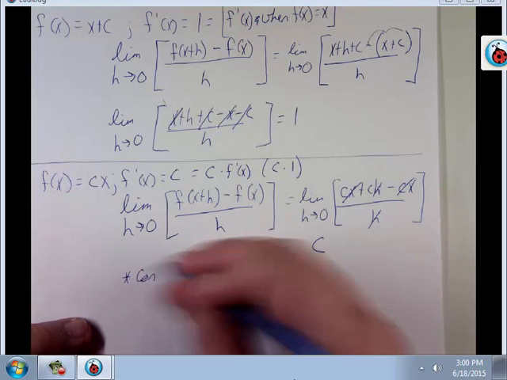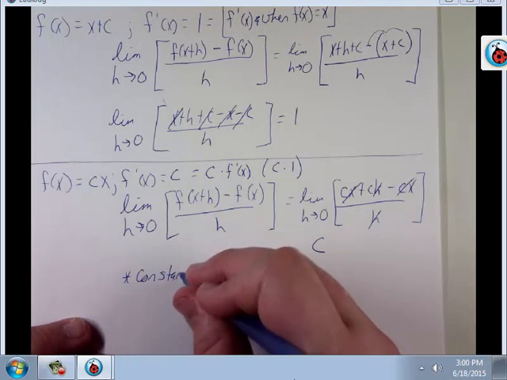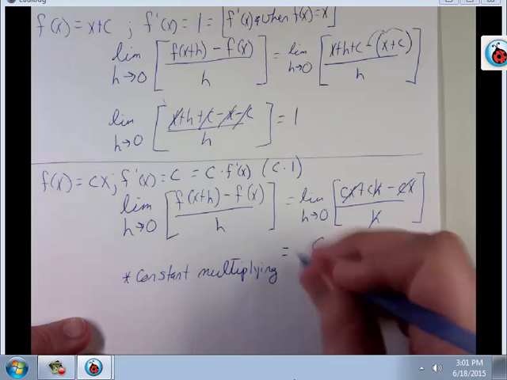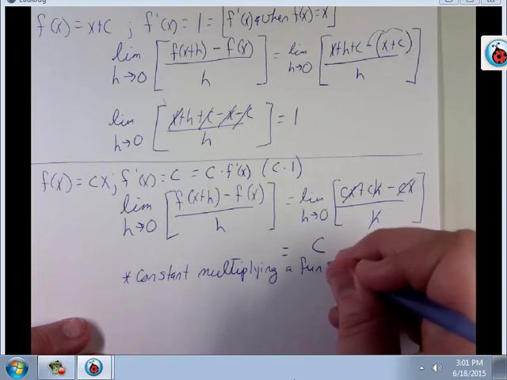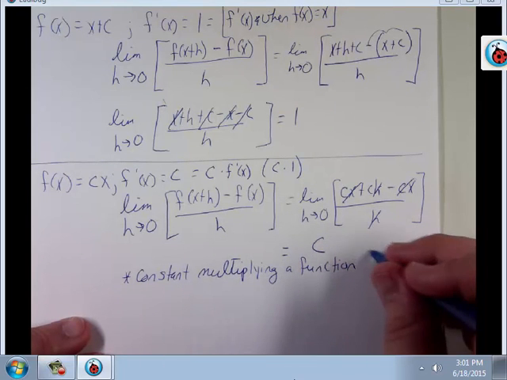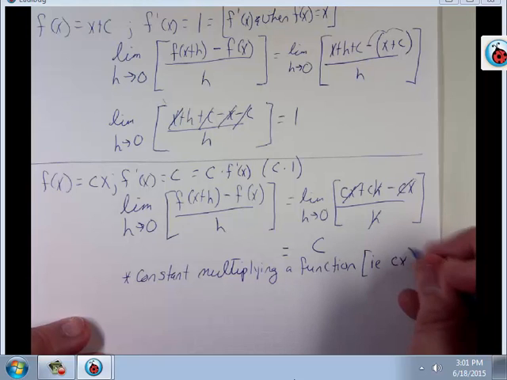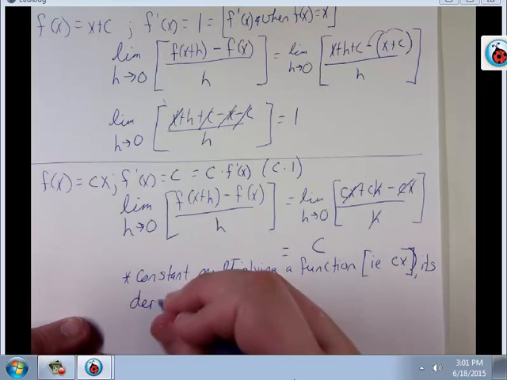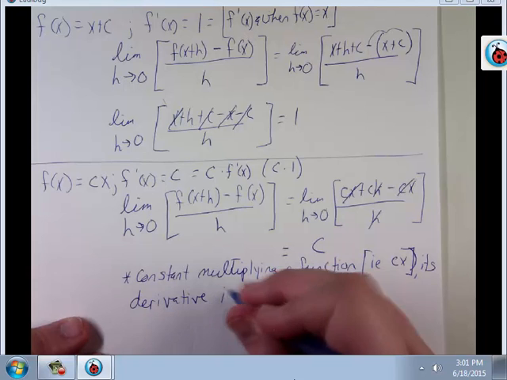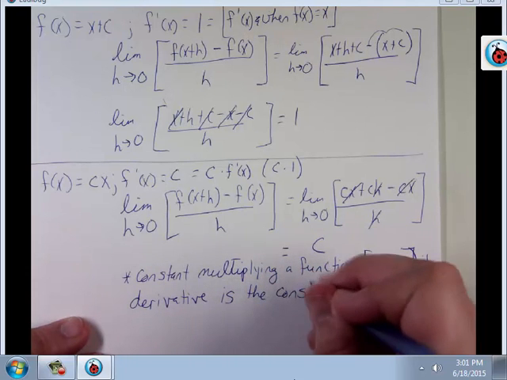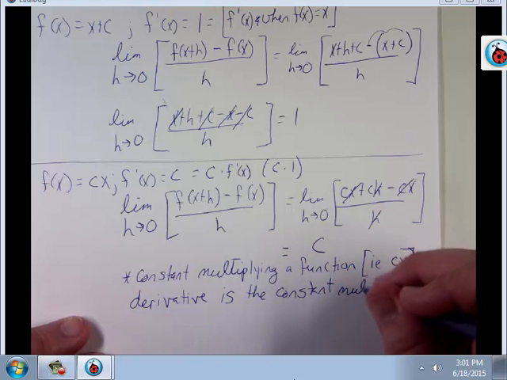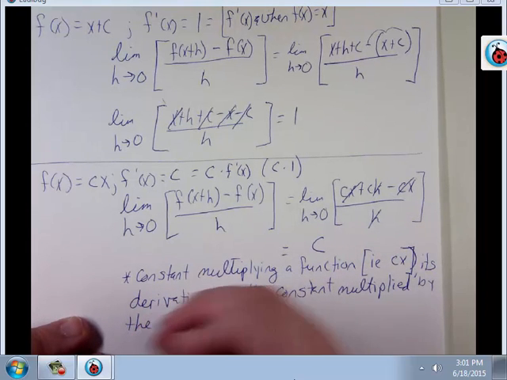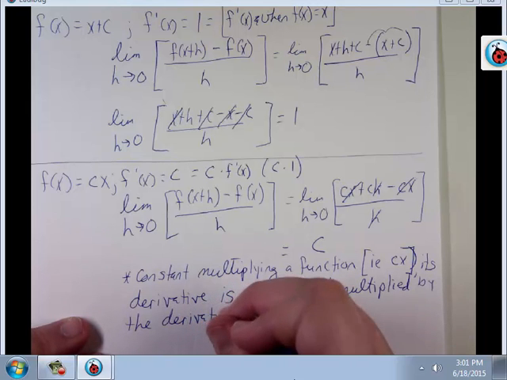So just a nice little note to make that make sense. When a constant is multiplying a function, so like the cx, its derivative is the constant multiplied by the derivative of the function.